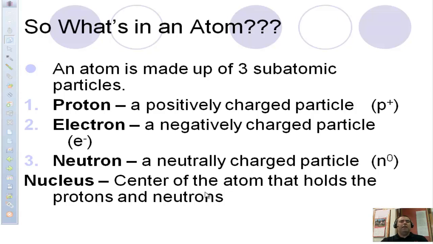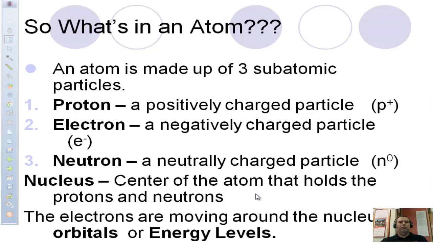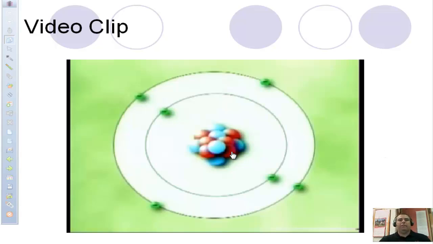The center of that atom is going to be called the nucleus. This holds your protons and your neutrons, and then on the outside, where your electrons are, in those 7 designated rings, are going to be orbitals. Looking at this nucleus of the atom, one thing maybe that I forgot to mention would be this: all of the mass of your atom comes from the nucleus.